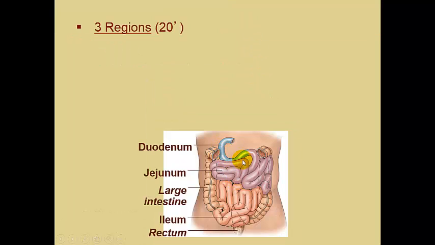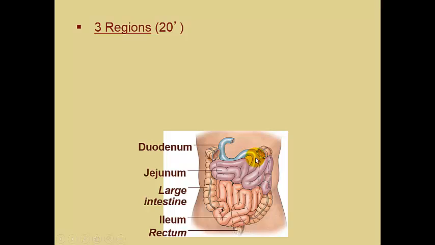The small intestine is broken up into three regions. The entire small intestine is about 20 feet long. Some books might say 25 feet long. It makes up the majority of the digestive tract. The first portion, about a foot long, 12 inches or so, is called the duodenum. And a lot of action takes place here in the duodenum, even though it's not very long.